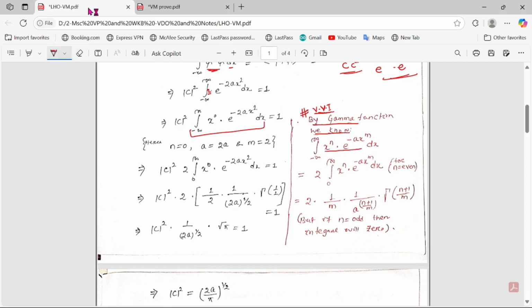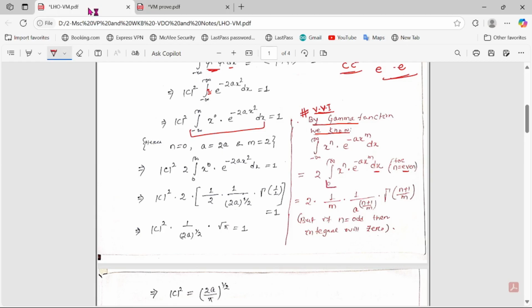So it can be written as 2 into integral 0 to infinity of e to the power minus a x to the power m dx. Here I have written it for n equal to even. If n is odd, then the whole integration value will be 0; that is a separate thing. Here x to the power n, if n is even, then this integral can be written as 2 into integral 0 to infinity x to the power n e to the power minus a x to the power m dx.